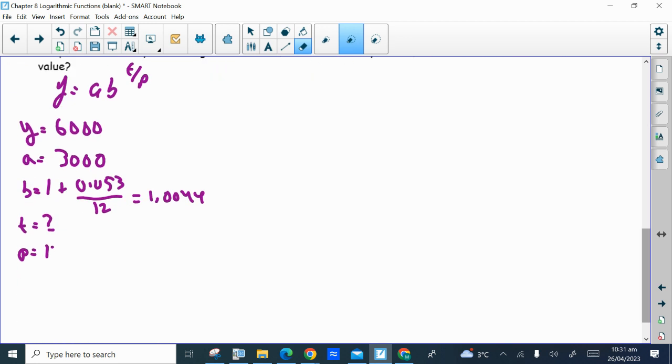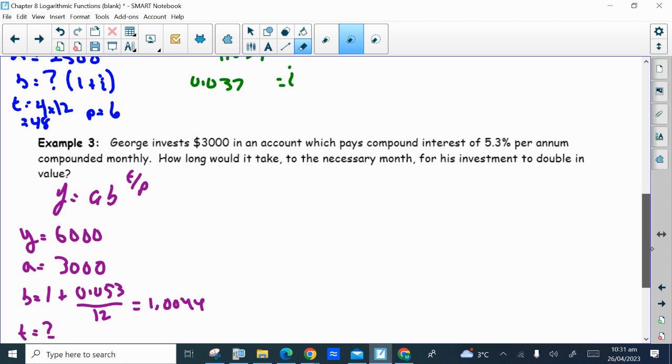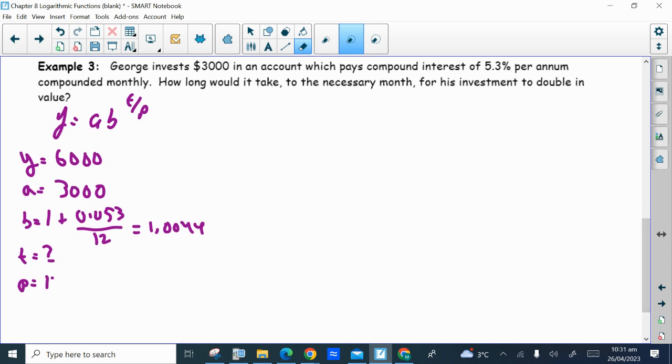And so when we calculate T, it'll be the number of months, which we will probably divide by 12 to turn it into the number of years. But remember, T and P have to be in the same unit. So P is every 1 month. So T, when we calculate it, will be the number of months.